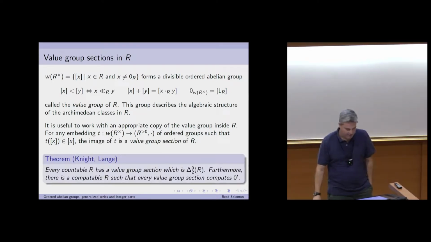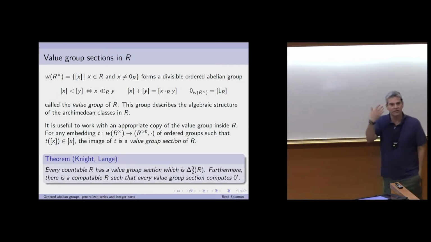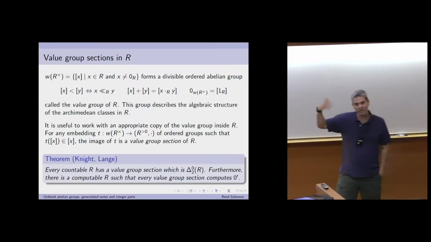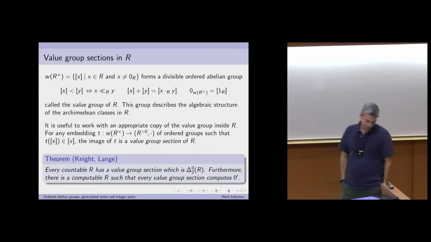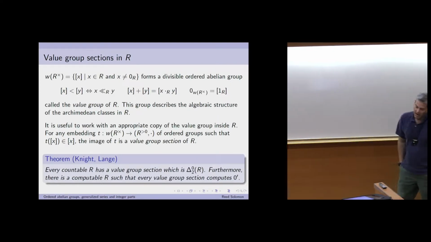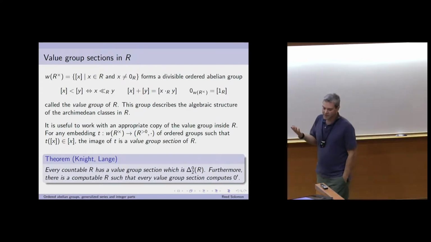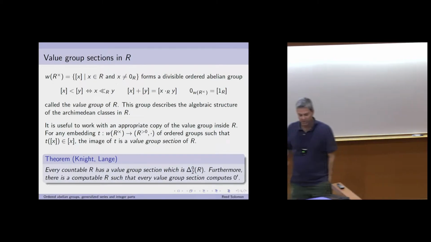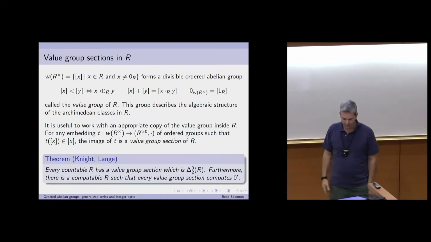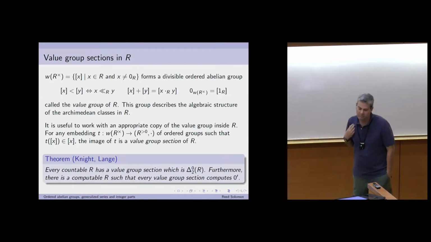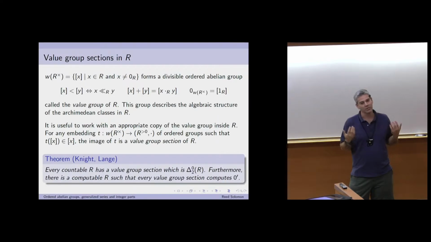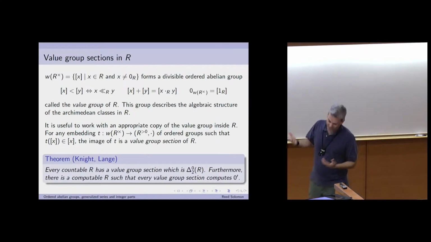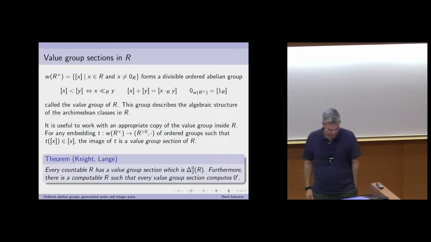And to give an idea of some of the steps that have gone into Julia and Karen's analysis, starting to work towards understanding this Morgan-Sarah theorem, they showed that if you have a real closed field, it has a value group section which is delta 2 in the field. And you can't do better than that, in the sense that there's a computable real closed field such that every value group section computes 0 prime. So you can't do better than delta 2. All right.